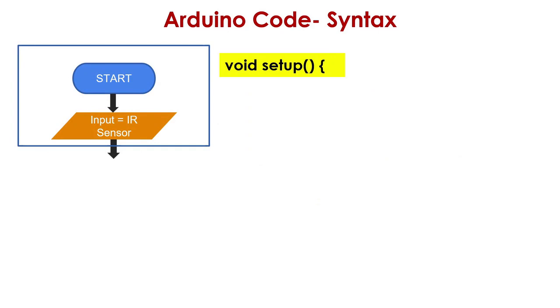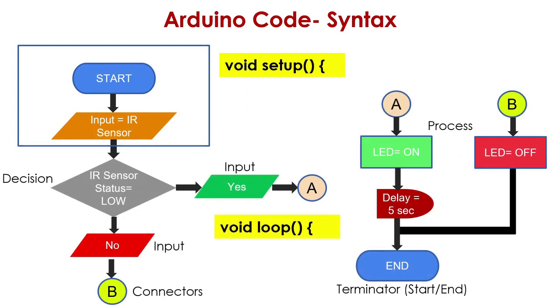Now this part, start and input, are defined in void setup. From the decision, whether your IR sensor status is low, it checks it, and accordingly it gives a signal to the LED to turn on or off. All this, from the decision to the end of the process, is part of the void loop. So you need to understand this process flow diagram very well.